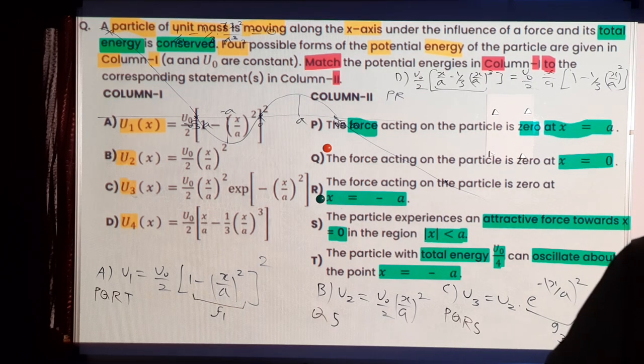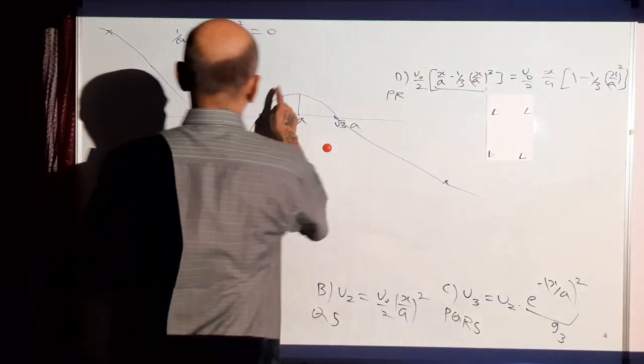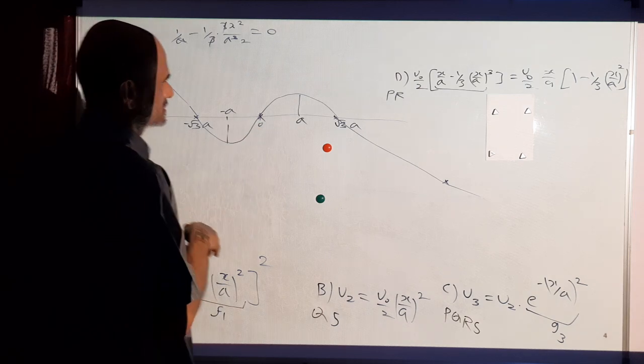And the particle experiences attractive force towards the origin between minus a and plus a. Between minus a and plus a, if the particle is here, it will come here and go like this. It will not oscillate about this point, so that is not true.